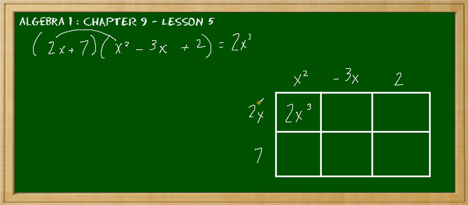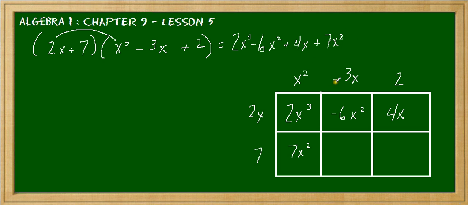Now the next thing would be 2x and negative 3x. That would be negative 6x squared. So I would have a negative 6x squared, or as we were writing, it would be minus 6x squared. Then 2x times 2, that would be 4x. Okay, so that would be plus 4x. Then we would have 7 times x squared, which would be 7x squared. And that's positive, so plus 7x squared.